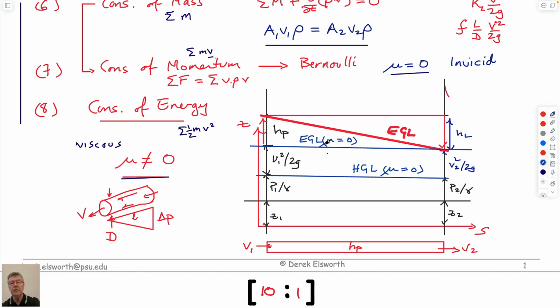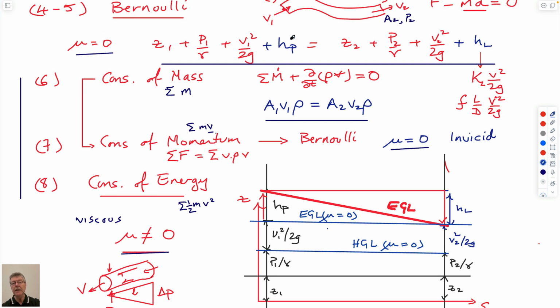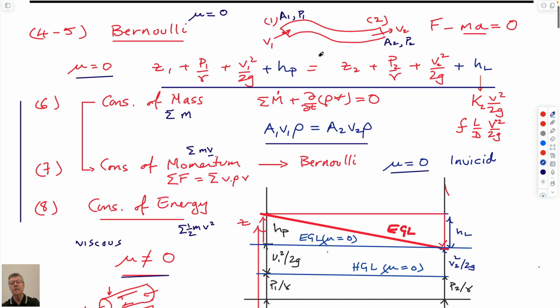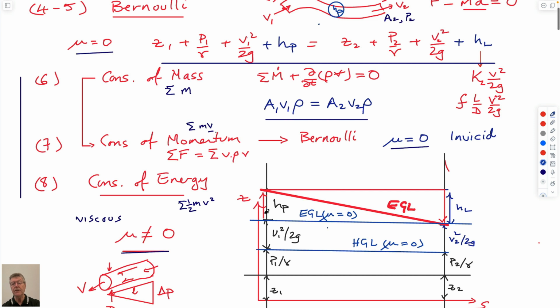But if we allow these other terms to come in, energy put into the system by having something pumping, between upstream and downstream, then you elevate the upstream energy by some amount HP, and in going downstream you use up those losses by friction against the wall, and that's a head loss.